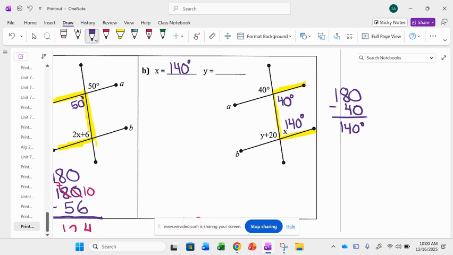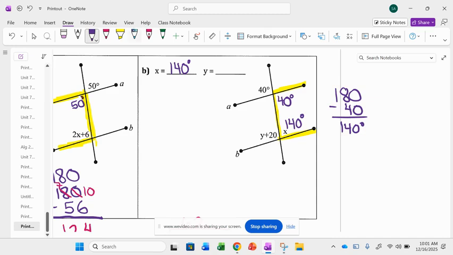How did I get 140? Did you see how we did the vertical angle 40? Okay, so did you see the C that we highlighted? The angles in the armpits of the C have to add up to 180. So if one angle's 40, then the other one will be 180 minus 40, which is how we got the 140. Okay, so now we want to find Y.